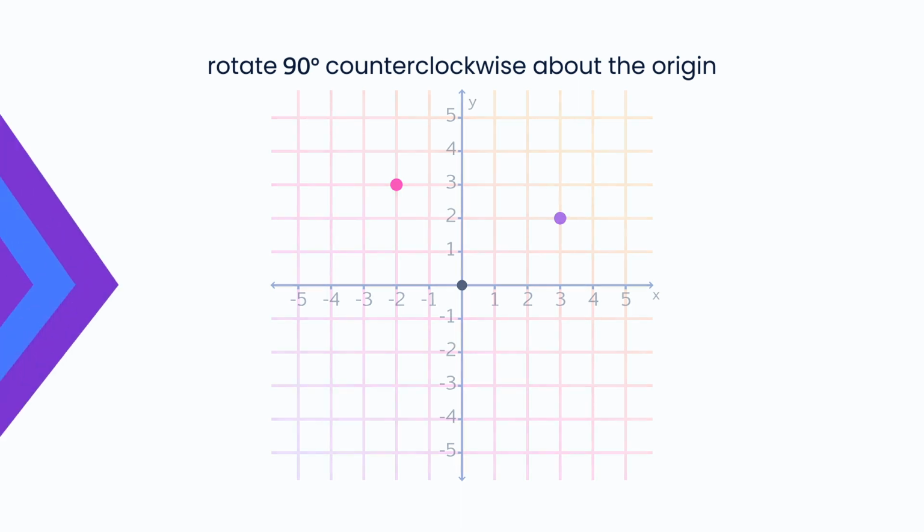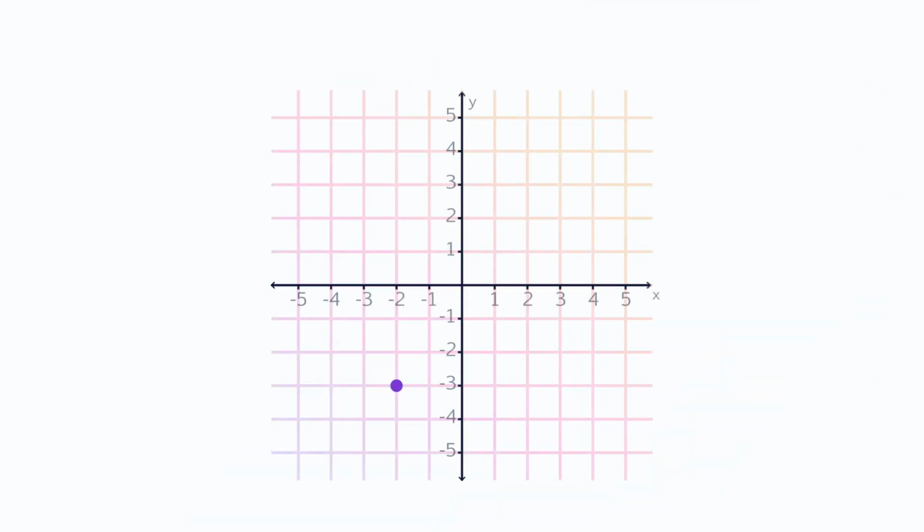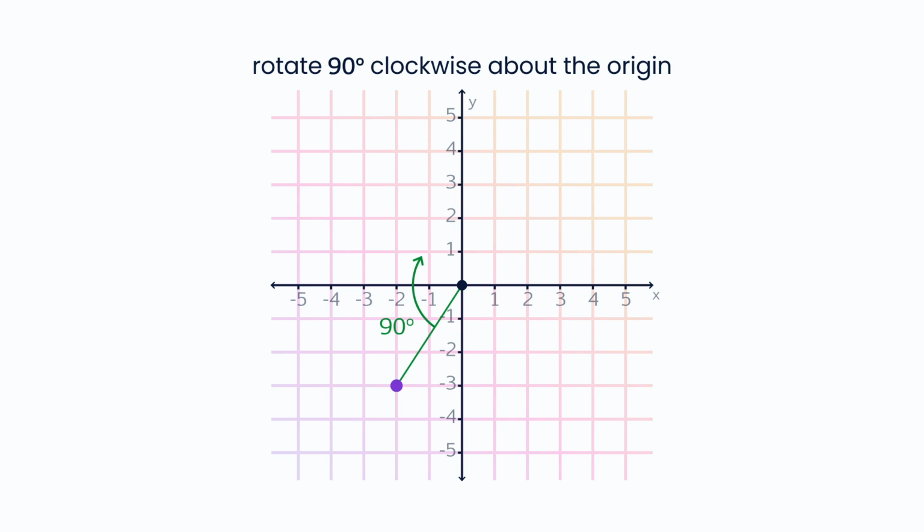Let's study one last example. This time you're asked to rotate the point at -2, -3 clockwise about the origin by 90 degrees. So, this time you are rotating in the opposite direction. Let's use the L-shape method once more. Draw an L shape starting from the origin, along the y-axis this time, to the point.